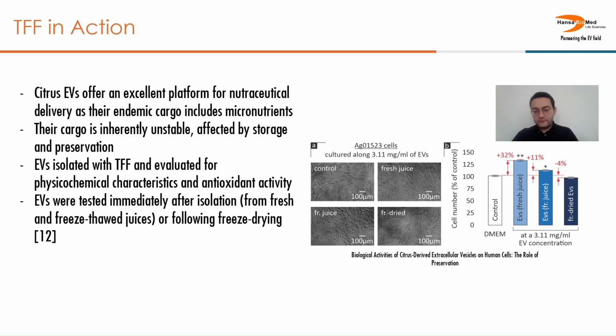use two tangential flow filtration cartridges in series, namely one with 200 nanometer pore size, namely TFF-MV in Hansa Biomed catalog, and one with 5 nanometer pore size, namely TFF-Easy in Hansa Biomed catalog. So they use TFF to first isolate EVs from citrus extract and then to concentrate it before in vitro assays.